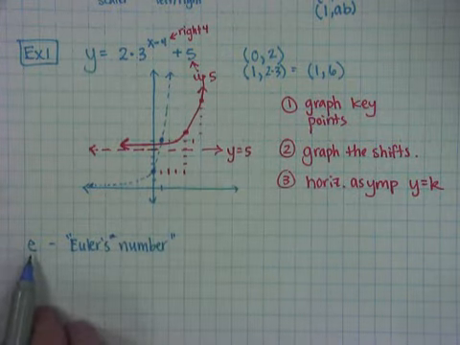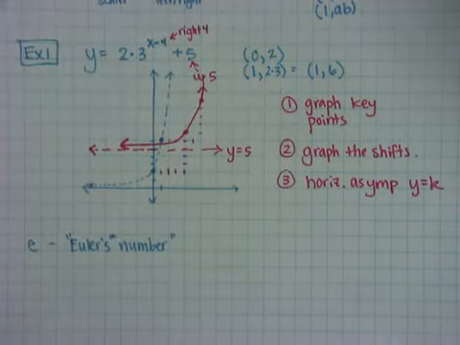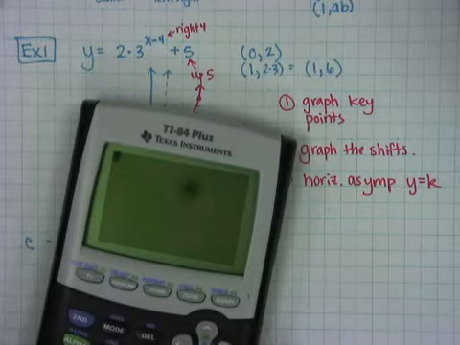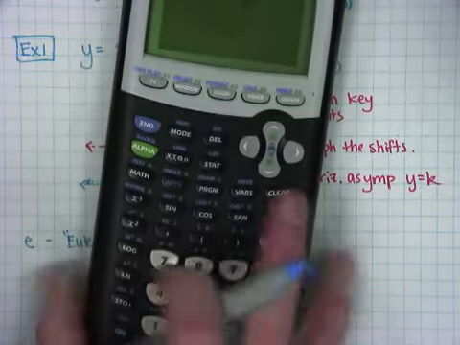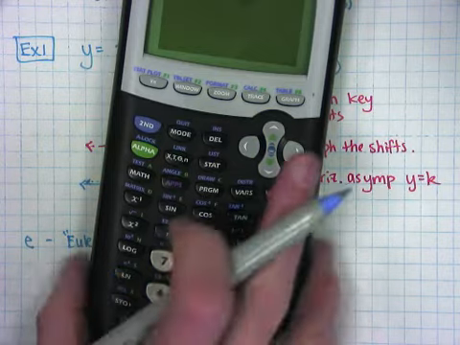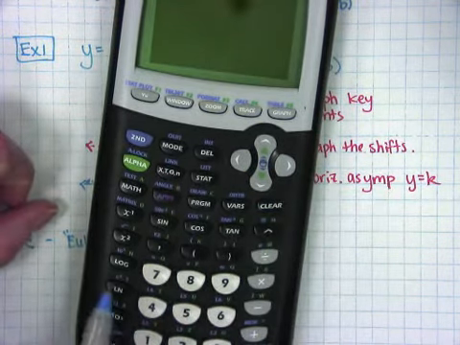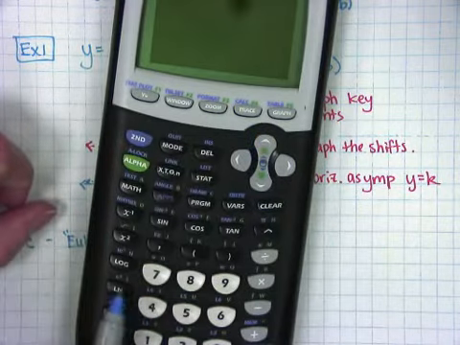Okay. So this e is a special number. It's kind of like pi or the square root of 2. If you were to grab your calculator, you'll find the e right down here above the ln key. So what I'm going to do on my calculator is hit the second key, and then ln will give me the e.